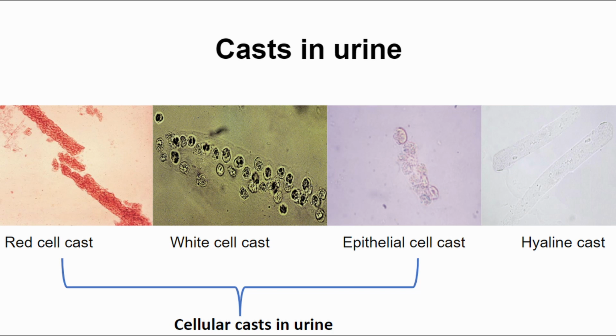Hyaline casts are colorless and have a homogeneous matrix, and these are seen in a number of conditions like glomerulonephritis, pyelonephritis, chronic renal disease, congestive heart failure. They may be found in healthy persons after strenuous muscular effort.